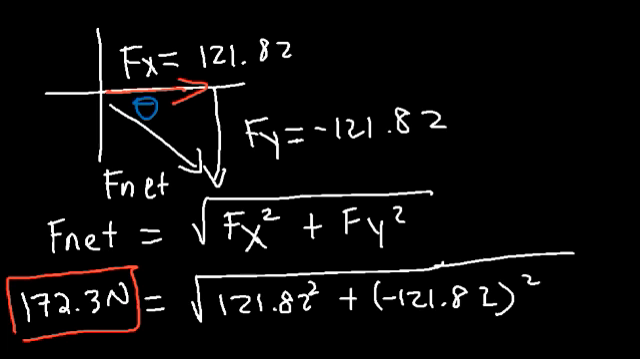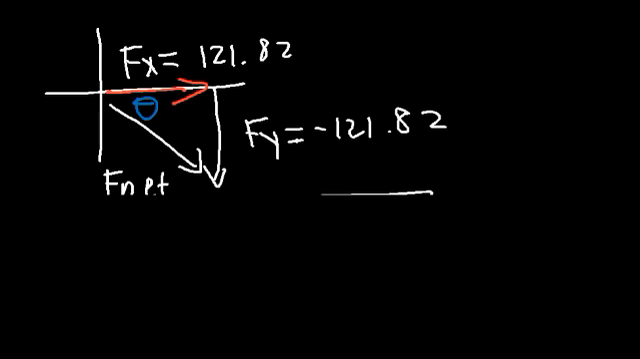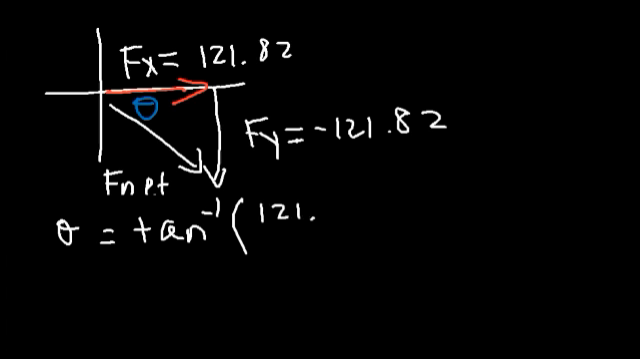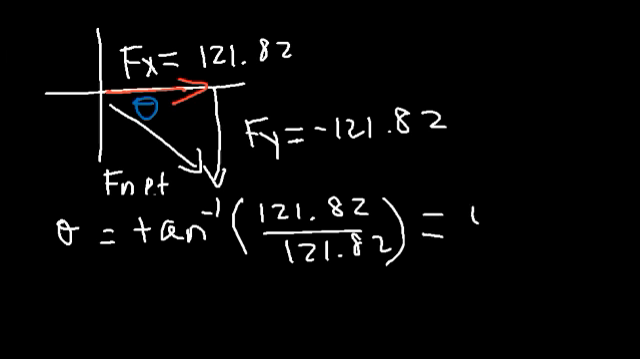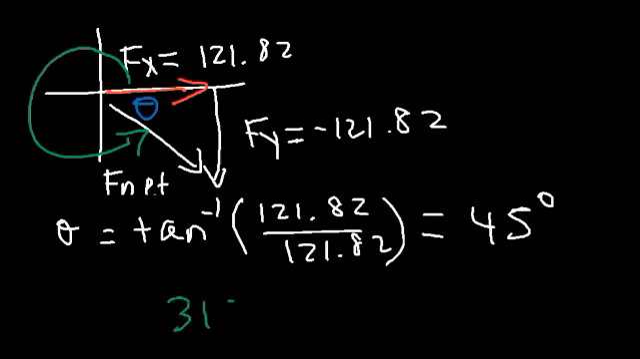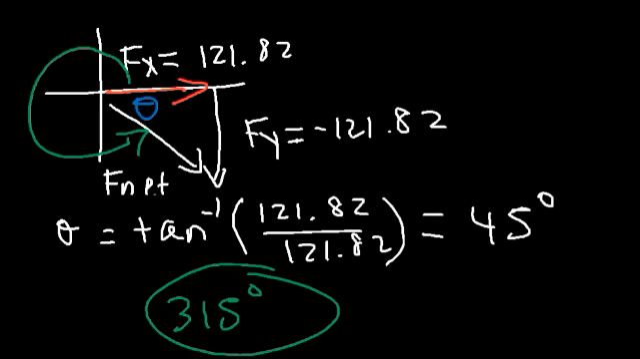Now we got to find the direction. So let's use the inverse tangent equation to do that. So the reference angle is going to be inverse tangent Fy divided by Fx. Don't worry about the negative sign. So it's 121.82 divided by 121.82, which is inverse tangent 1, and that gives us a reference angle of 45, which we can already see that the angle measured from the positive x-axis is 360 minus 45, or 315. So now you have the magnitude and the direction of this force vector.